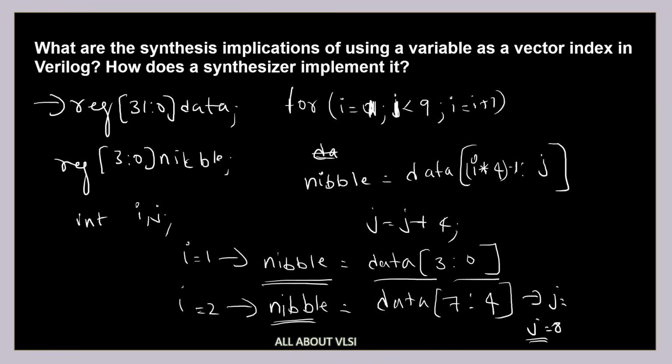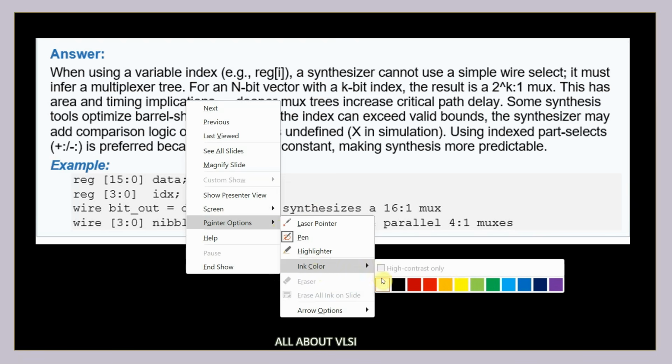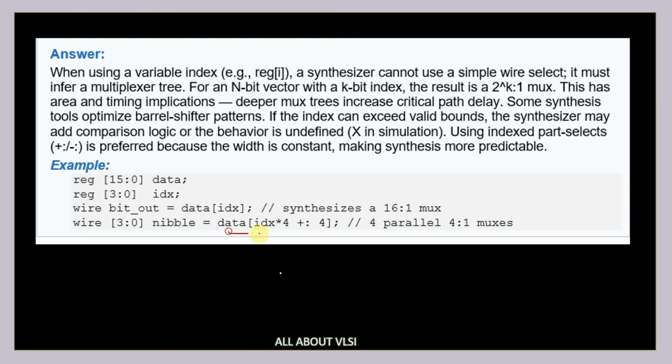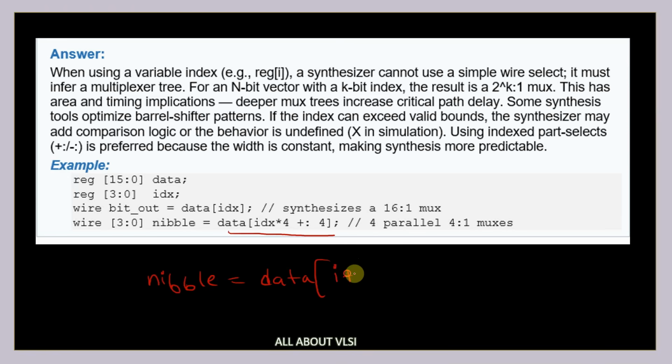Now, instead of using this particular variable as a vector index, I have an alternate method, which is that I can simply use indexed part select. The syntax of this indexed part select is this. I can simply write nibble is equal to data of same logic I into 4 plus colon 4. Here, this is nothing but my base value and this is nothing but my width.